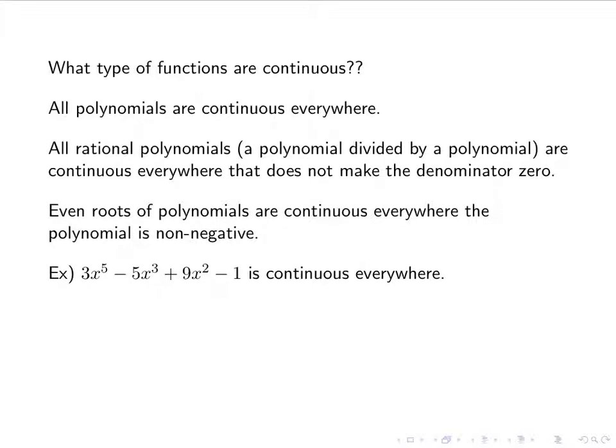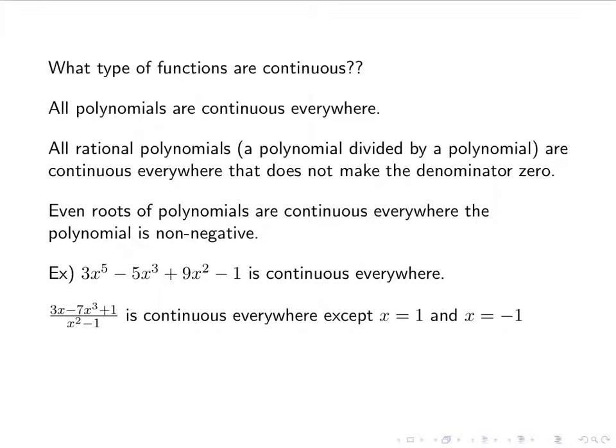So here are a couple of examples. 3x to the fifth minus 5x cubed plus 9x squared minus 1 is a polynomial. Remember that polynomials are sums and differences of terms that look like a number times x to a whole number, like 5, 4, 2, 1, 0, things like that. Here's a rational polynomial, 3x minus 7x cubed plus 1 divided by x squared minus 1. This is continuous everywhere except x equals 1 and x equals negative 1, which are the values that make your denominator 0. So remember, you cannot divide by 0. So as long as the denominator is not 0, you're good to go.